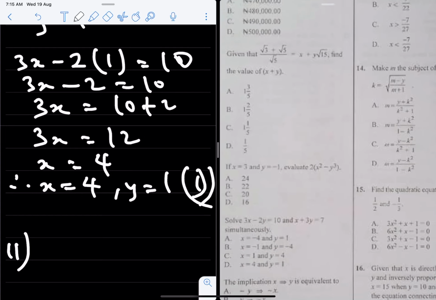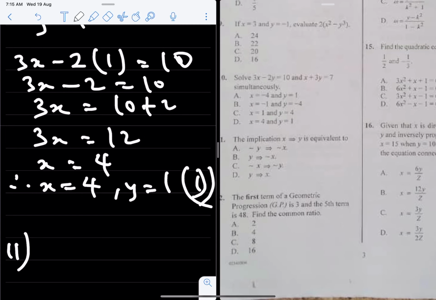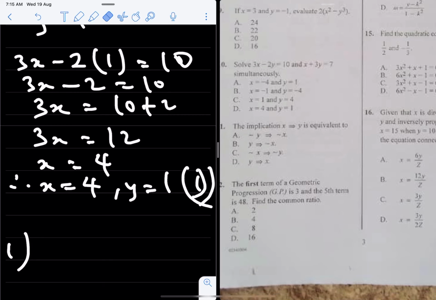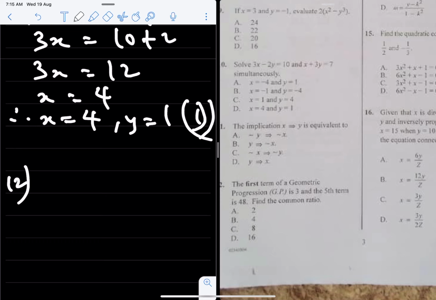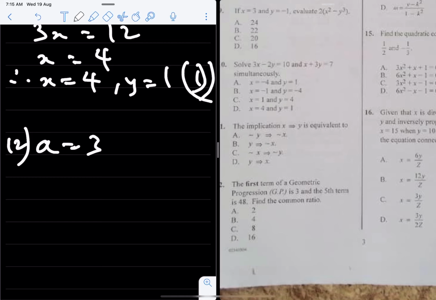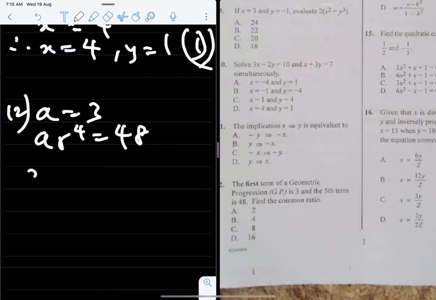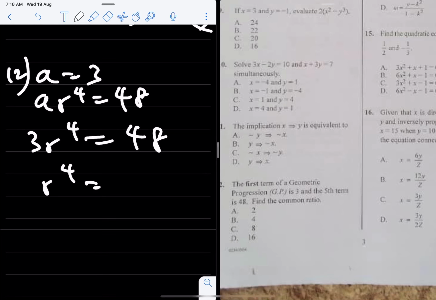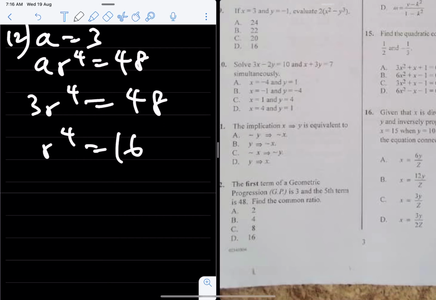Down to the next, number 12 quickly. The first term of a geometric progression is 3 and the fifth term is 48. A equals 3. The fifth term is a r raised to the power 4, and it's 48. That means 3r raised to the power 4 equals 48. If you divide both sides by 3, r raised to the power 4 will be 16, and r will be the fourth root of 16, which is 2. The correct option is A.